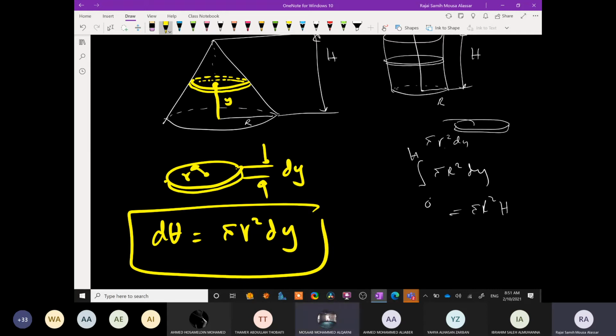I think we should compare small r with big R. Exactly, but you agree on this? So this is the area of this space, which is pi r squared, multiplied by the thickness. So you get the small volume.